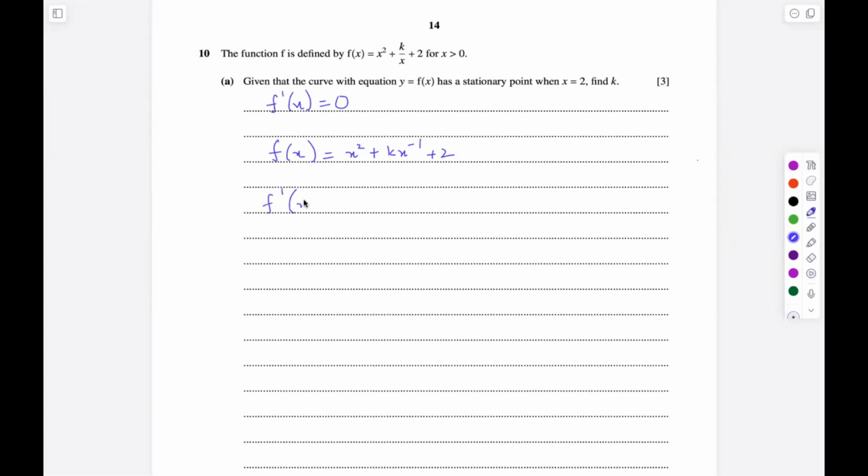So first finding the expression for the derivative, that will become 2x. Minus 1 will multiply by k and the power will decrease by 1, and the derivative of 2 will be 0. So we can write the expression for f dash of x as 2x minus k upon x squared. Now substituting 0 in place of f dash of x and x equals 2, this will become 4 minus k upon 4. So we can write it as k upon 4 will be equal to 4. So the value of k will be equal to 4 into 4, which is 16.